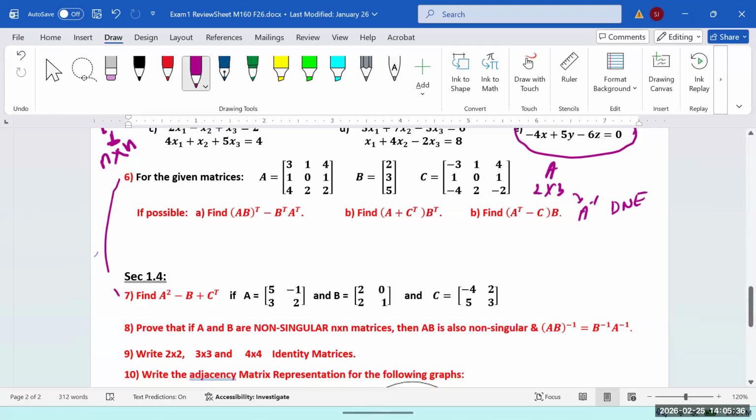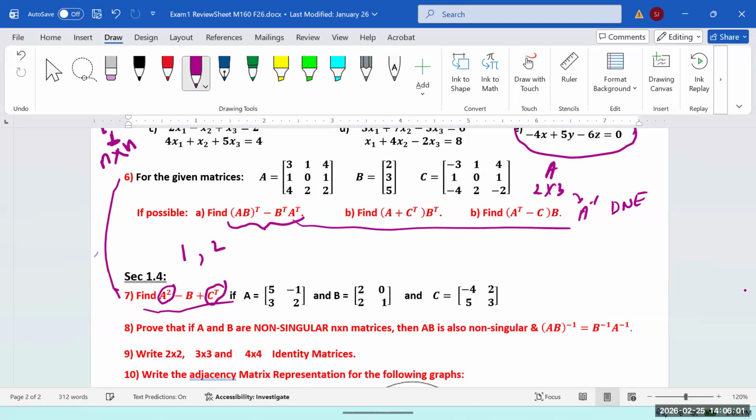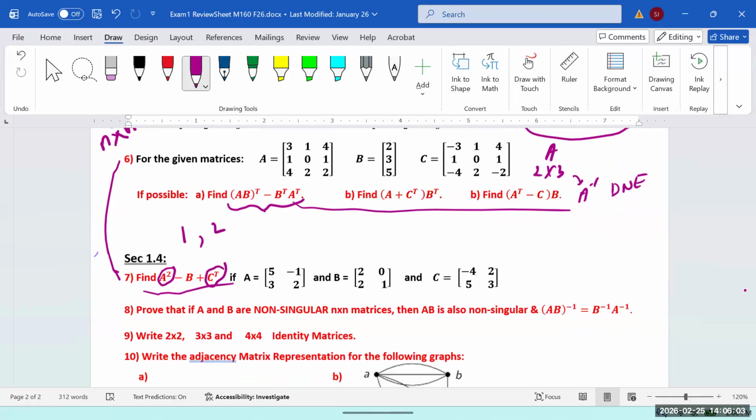Combining question 6 and 7, I'm going to give 1 or 2. So here you need to know how to find the power of a matrix, how to find the transpose of a matrix. Probably I'm going to ask this as a yes, no, true, false question type. So all this information, I'm going to ask 1 or 2. It depends.